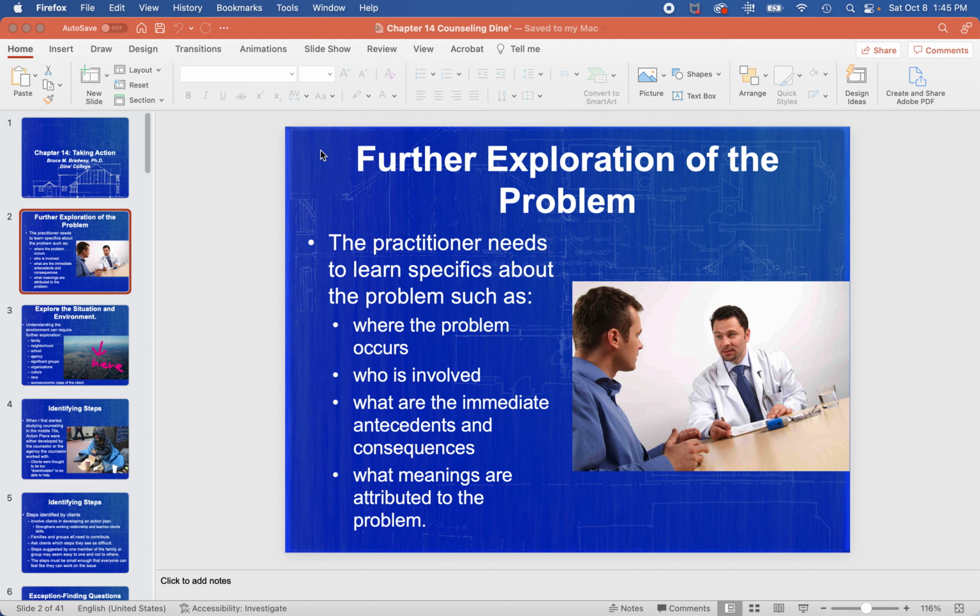So, further exploration of the problem: the practitioner needs to learn specifics about the problem, such as where the problem occurs, who's involved. Does this only happen when you're at the Happy Time Bar on 37th Street? Is that where the problem occurs? Does this only happen when you go visit your Aunt Sally down in Cambridge City? Is this the only time that it occurs? Who's involved with it? As long as your uncle's not there, everything's fine. And then all of a sudden, if he's there, you get into a big argument, and people start throwing fists.